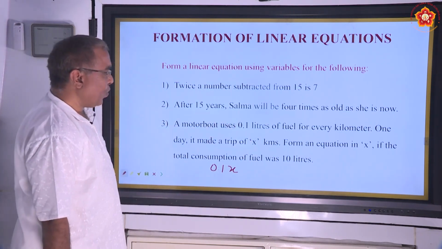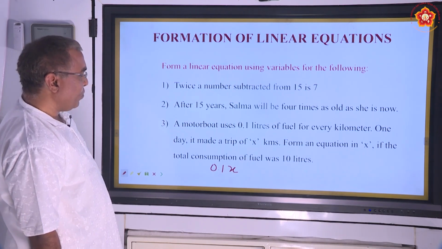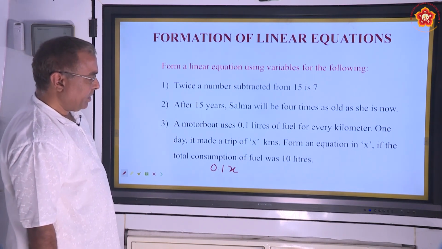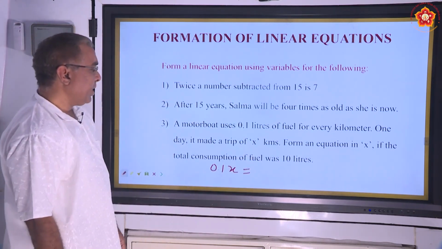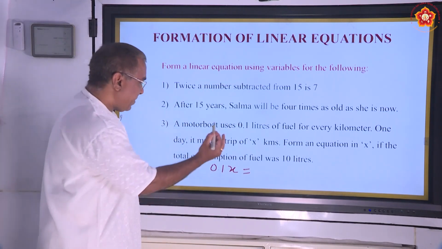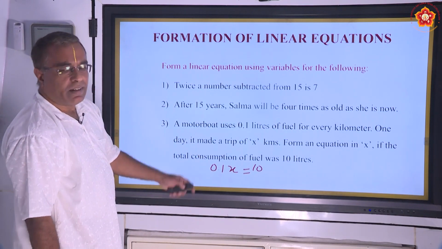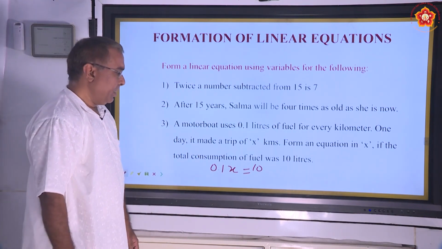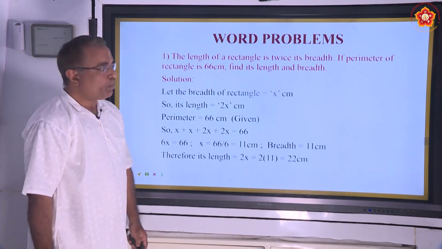Now, we need to form an equation in x if the total consumption of fuel was 10 liters. So, total fuel consumption in a day was 0.1 into x, and that value they have given to be equal to 10. So, this is the required linear equation. Now, we shall discuss some word problems.